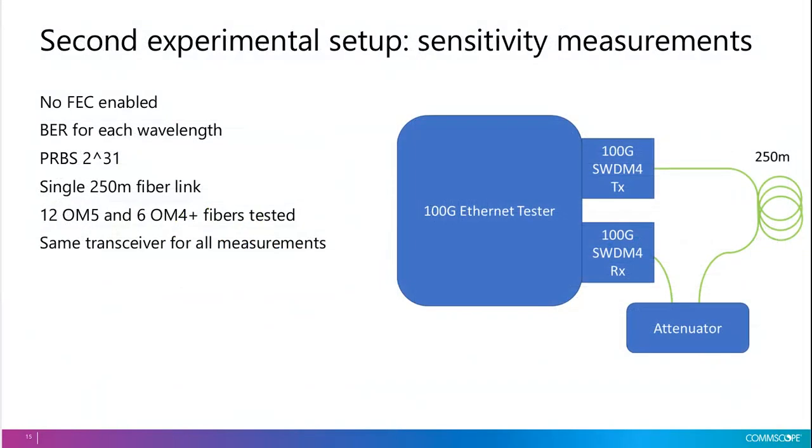So now I'll describe some additional measurements we do with these fibers where we look at their BER, and then we compare that to the tilt and the EMB of these fibers. So we take our same 100G Ethernet tester. This time we turn off the forward error correction. And this allows us to look at the BER of the 4 wavelength channels, 850, 880, 910, and 940 nanometers. This time the link was a single fiber, 250 meters long, and we tested these 12 OM5 and the 6 OM4 plus fibers. And we use the same transceiver for all the measurements so we can compare the performance between the two different types of fiber.